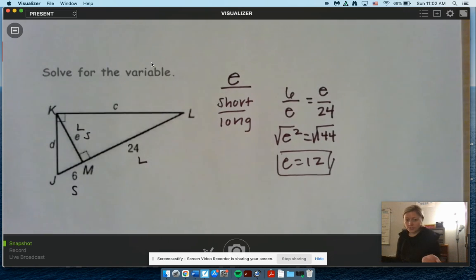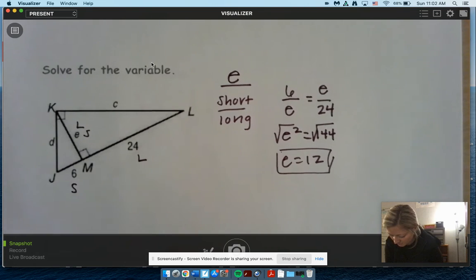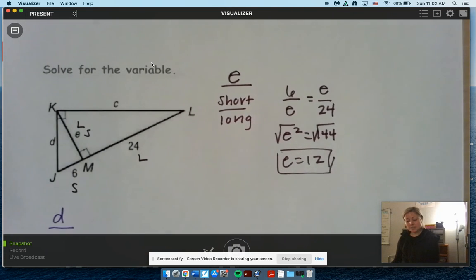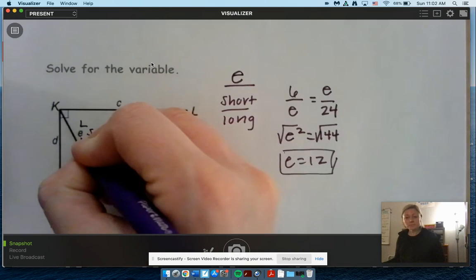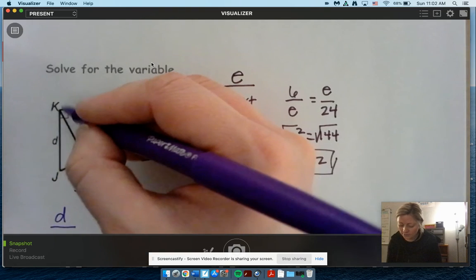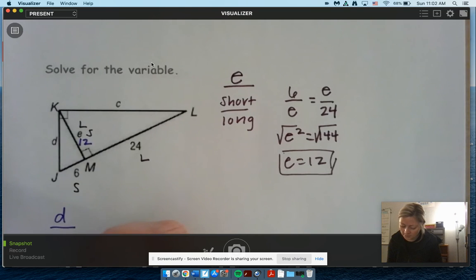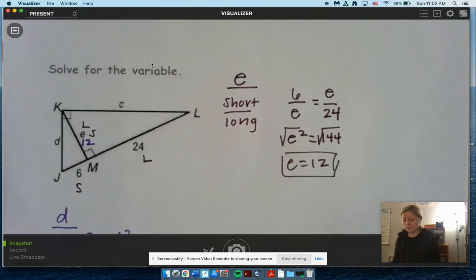Okay, now it's kind of your choice. Do you want to find C or D? It doesn't matter. Should we find D? That works. So what's nice here, kids, is you could do the geometric mean, which would be super. Or since we now know that this side is 12, we can just do the Pythagorean theorem, right? Because it's a right triangle here. That's your hypotenuse. So you could do 6 squared plus 12 squared equals D squared.